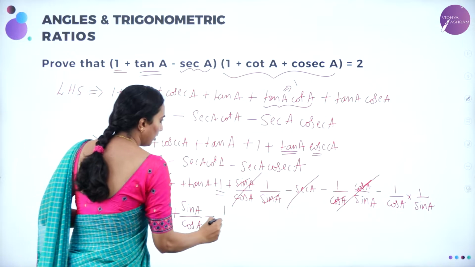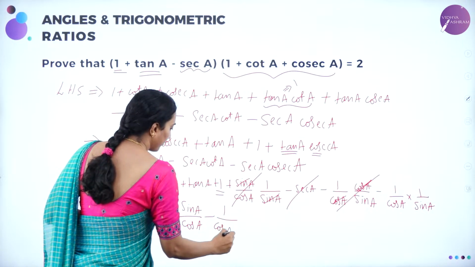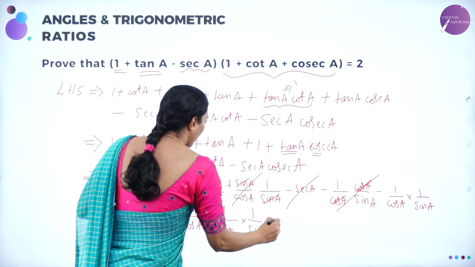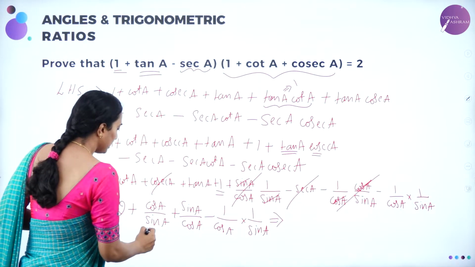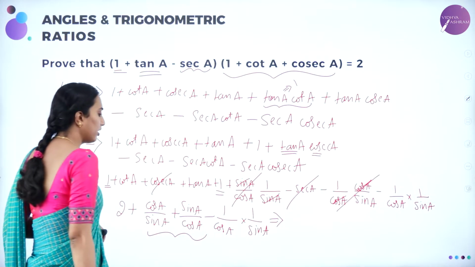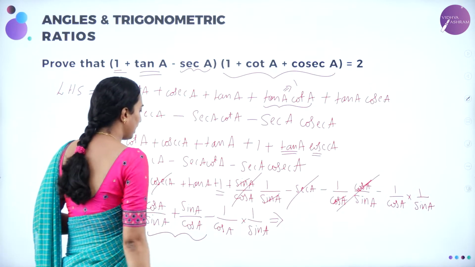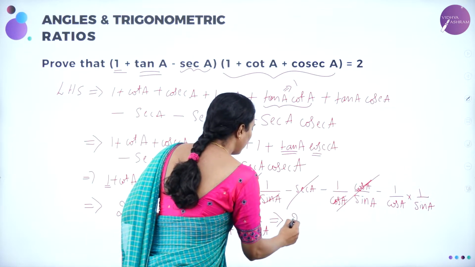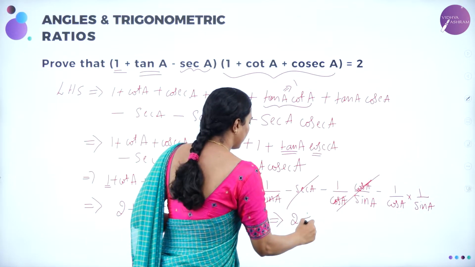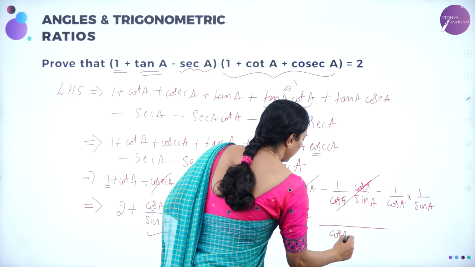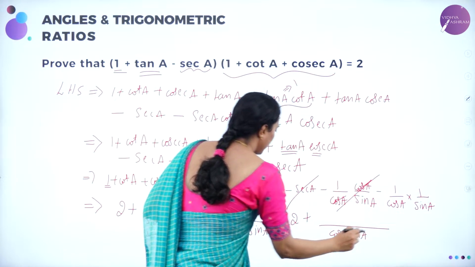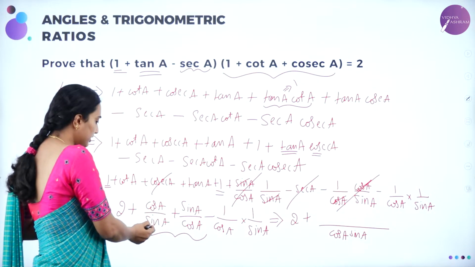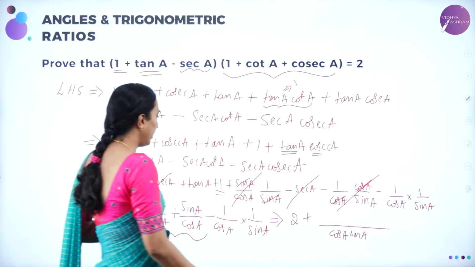Last remaining is 1 over cos A into 1 by sin A. Now what will be the LCM? LCM will be sin A into cos A. So here also sin A into cos A, taking outside you are going to have 2 into 2 plus cos A into sin A. See dears, here you can have cos A into cos A is cos squared A. Sin A into sin A is sin squared A.